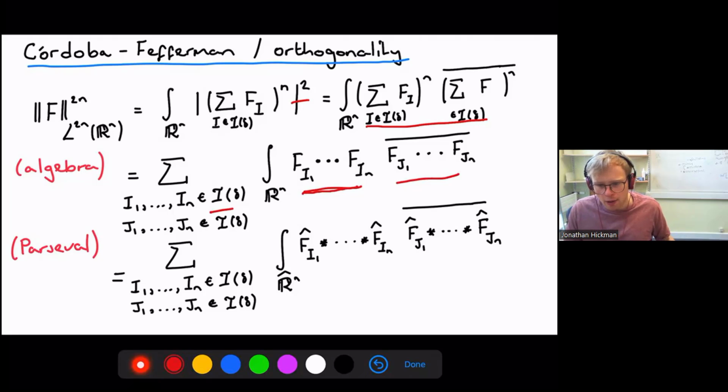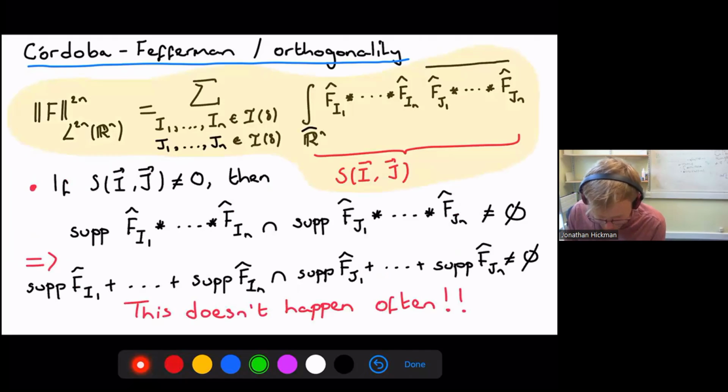So now, this has all just been algebra. Now we apply some Fourier analysis in the form of the Parseval identity, which allows us to write the inner product of the two functions as the inner product of the Fourier transforms. When we take the Fourier transforms, the left function becomes the n-fold convolution of the Fourier transforms of the f_I, and the right function becomes the n-fold convolution of the Fourier transforms of the f_J's. So all very elementary.